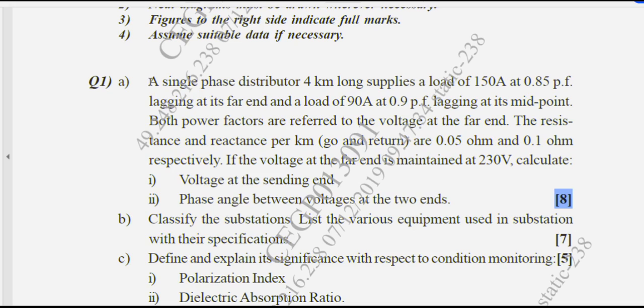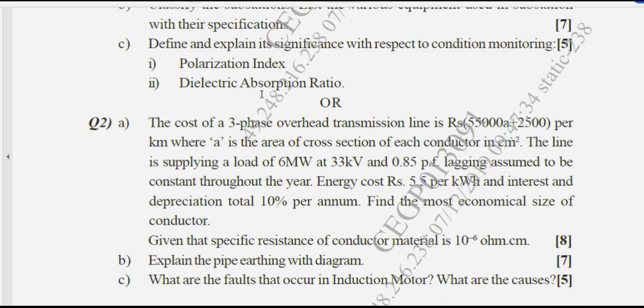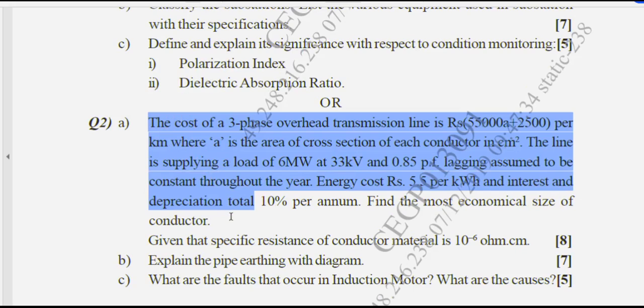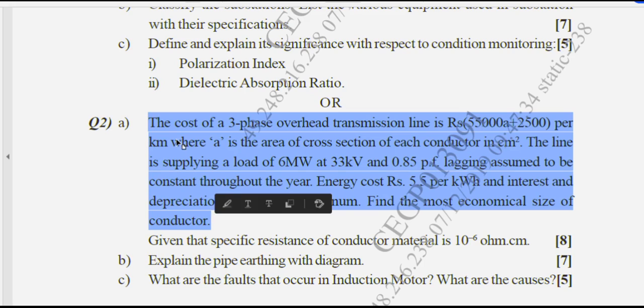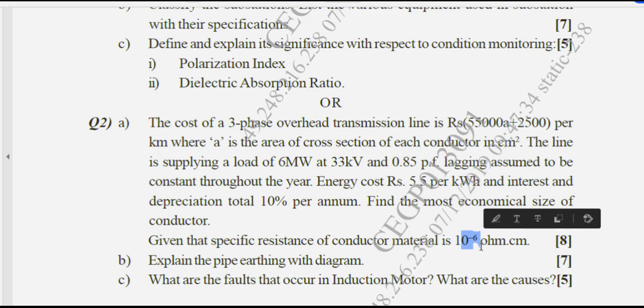After preparing one unit, you will definitely get 8 to 10 marks in the end semester exam. The OR numerical is again based on Kelvin's law: find out the most economical size of the conductor. We have taken this numerical also. They have given the value of rho as 10 raised to minus 6; sometimes they give 10 micro ohm centimeter, but no doubt this is the same. Again this carries 8 marks.